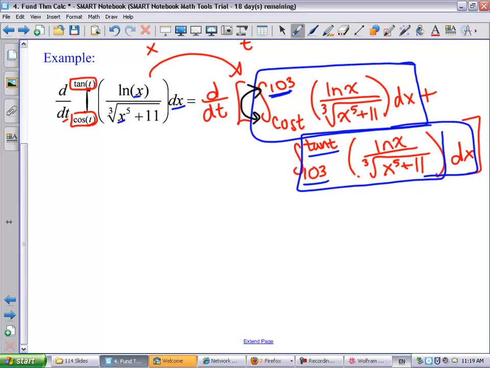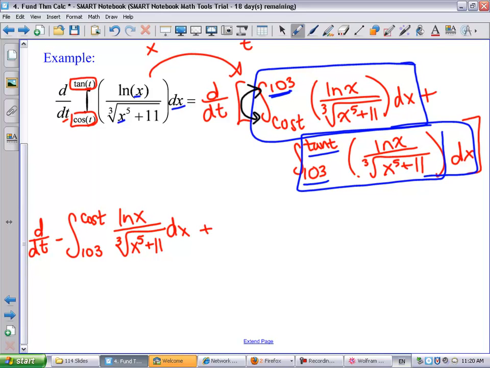So we're going to be taking the derivative of negative the integral from 103 to cosine of t, natural log of x over the cubed root of 5x to the fifth plus 11 dx, plus the derivative of the integral of 103 to tangent of t, and then the same function again.